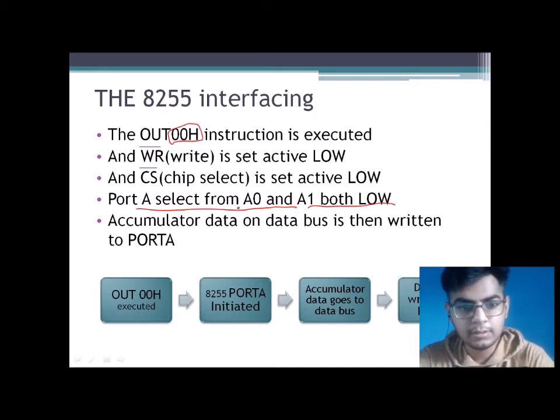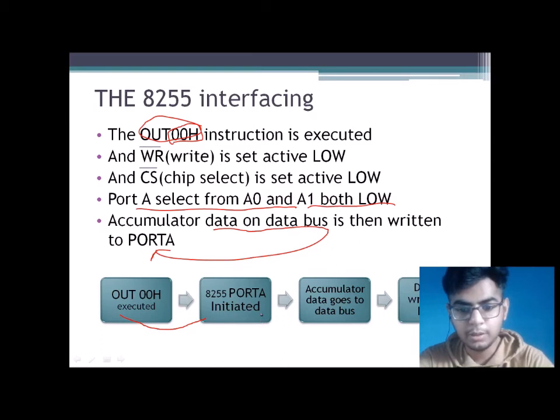And when out 00H is executed, accumulator data goes to the data bus on the next cycle, and then is written to port A. This is the use of 8255 interfacing. So when out 00H is executed, it initiates port A as our output port, then accumulator data goes to the data bus, and the data bus writes our data to port A, and thus we get our output at port A.